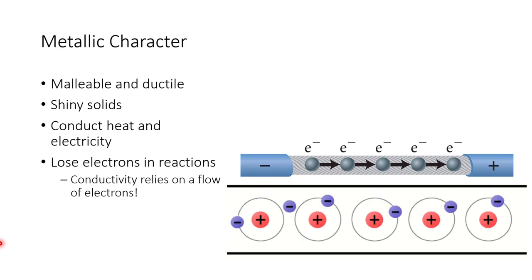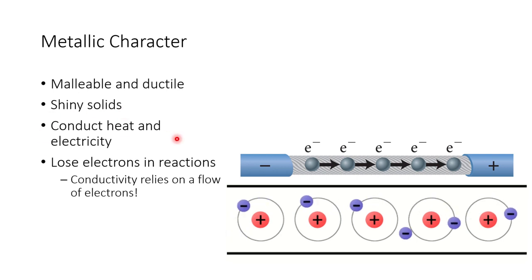So when we say metallic character, we mean how much like a metal does this behave. Metals are malleable and ductile, so they're bendable and shapeable. They're generally shiny solids. There's only one metal that is a liquid at room temperature, and that is mercury.